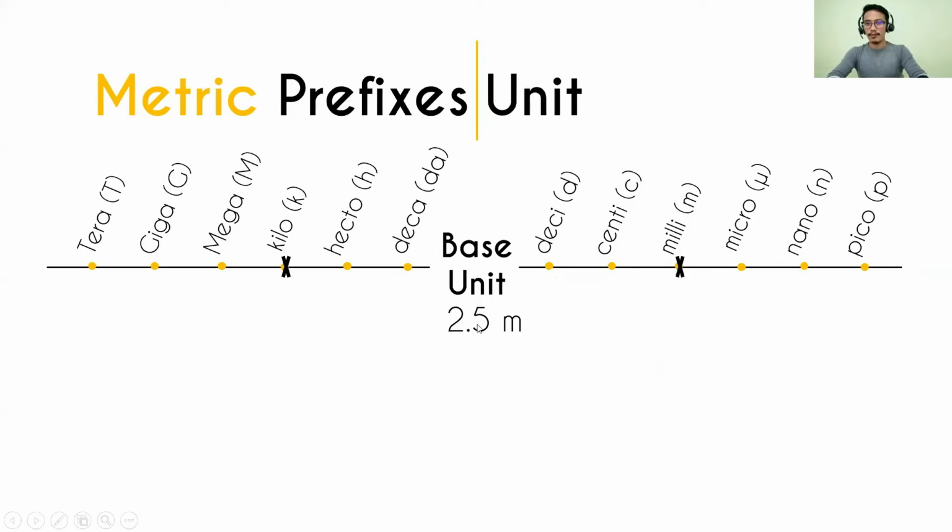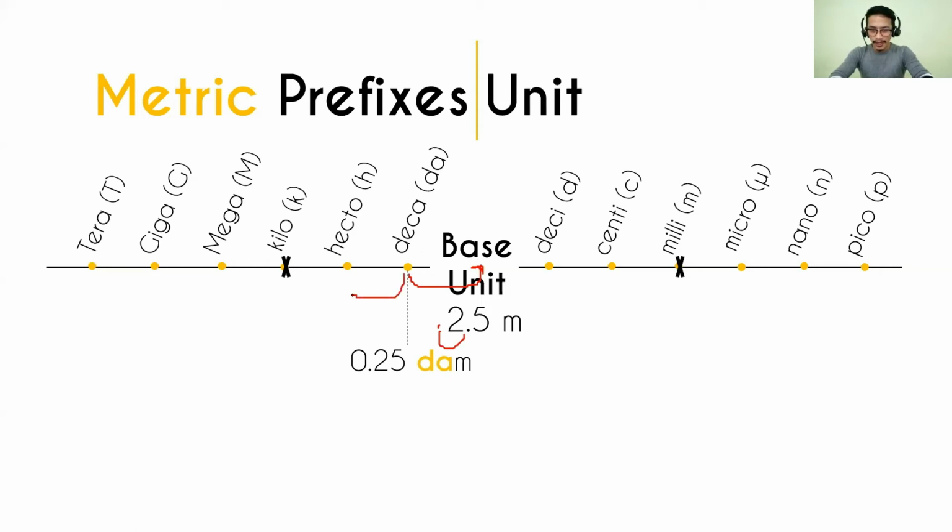Meron tayong 2.5 meters. So, si meters, base unit yan. Why? Because it does not have any prefix. Wala siyang prefix. What if we are going to convert this 2.5 meters into deca meter? So, deca. How many movements of our decimal place? We need 1 movement to the left. So, just move 1 time from the decimal point. So, 1. Decimal point. Good. Tapos. 0.25.